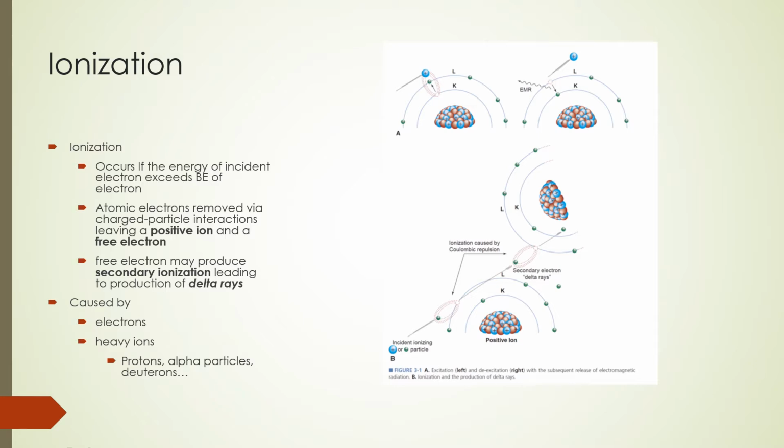Ionization occurs if the energy of the incident electron exceeds the binding energy of an atomic electron it interacts with. The atomic electron is removed via charged particle interactions, leaving a positive ion and a free electron. The free electron may produce secondary ionizations, leading to production of delta rays. Direct ionization is caused by charged particles like electrons and heavy ions like protons, alpha particles, and deuterons. The bottom part of this figure shows the process of ionization, with the incident electron knocking an outer orbital electron out and the emission of a secondary electron or delta ray.